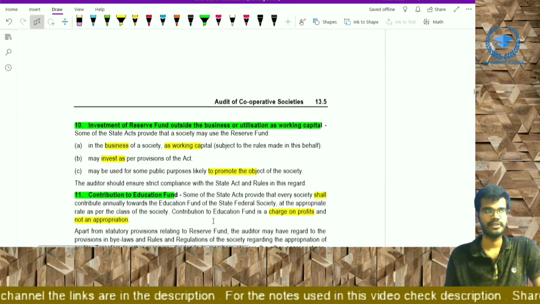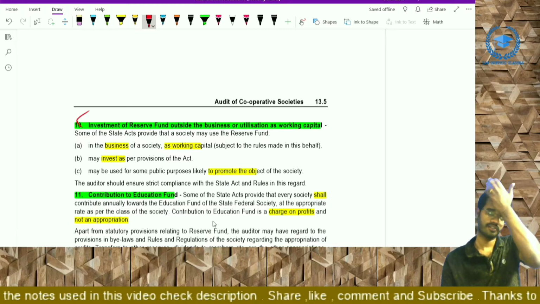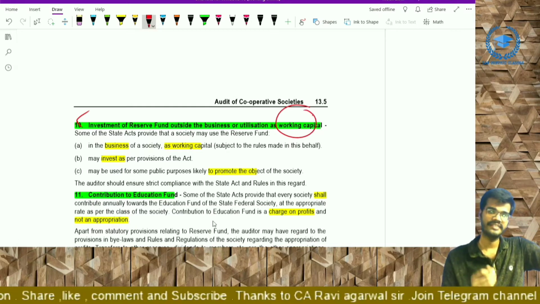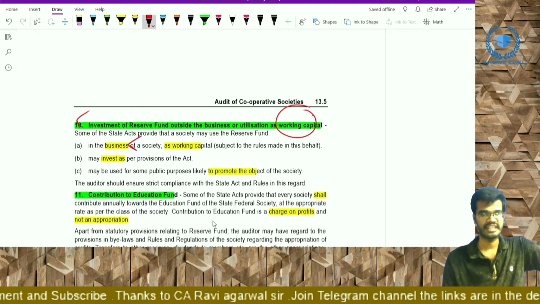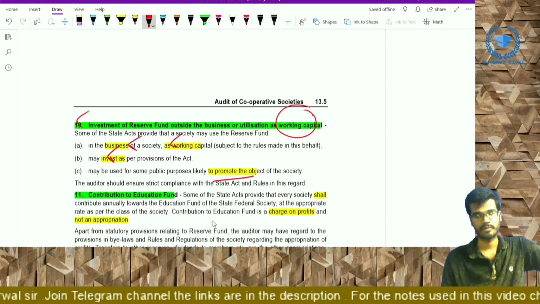Right. And coming to the investment of reserve fund, out of the business of utilization of working capital. This is working capital utilization. What reserve fund balance is there? That balance can be used for business in working capital, or it can be invested, or it can be used for promoting the objects.